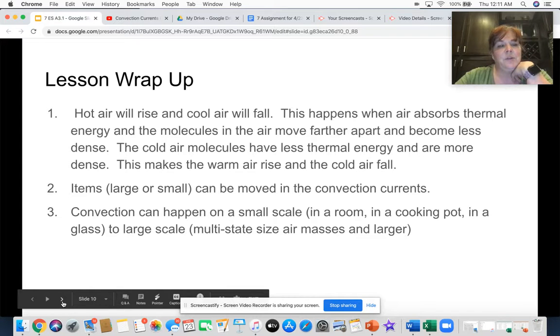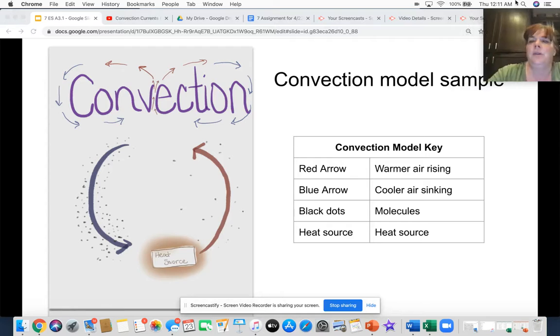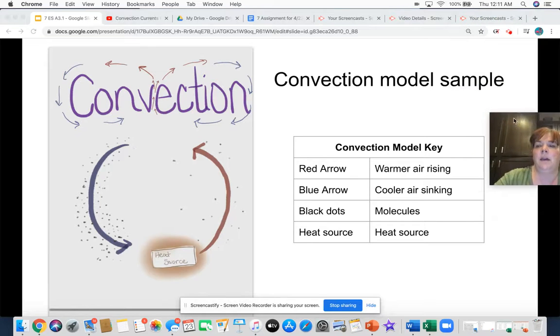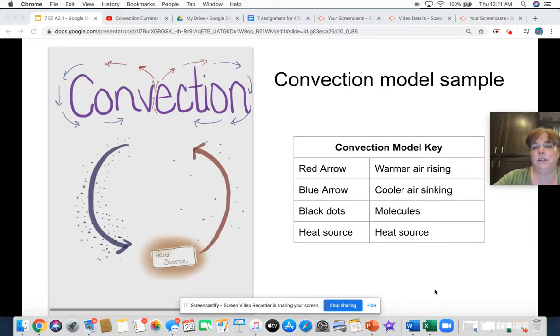Okay, so the next part is going to be your assignment. You are going to be making a model of convection. Now, I gave you a sample here. Okay, it doesn't have to be very much at all. I made this on my iPad and took a picture of it and put it in. But I have the title. Did you notice my cool little alert? I'm fun. Okay, and then we're just doing one side.